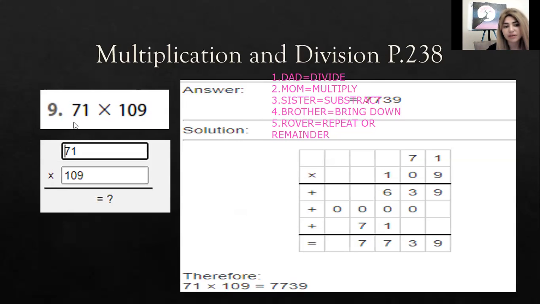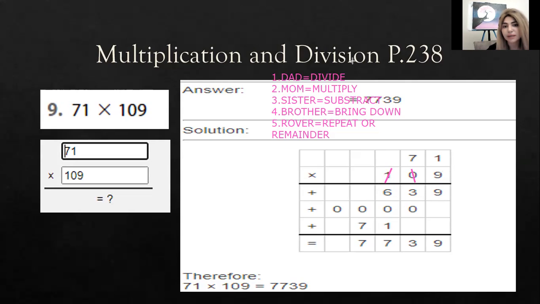Okay, also I have 71 multiply 109. This is number 9. So what is the answer? I put here 71 and 109. I plug 1 and 0 first. Then 9 multiply 1, 9. 9 multiply 7, 63. So I put it 639.